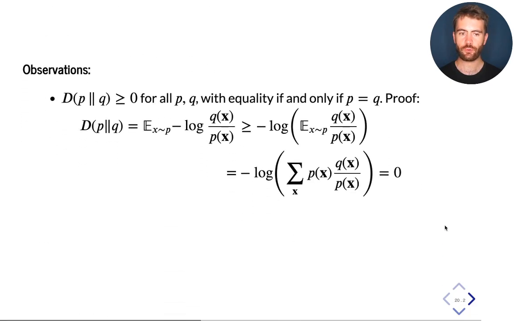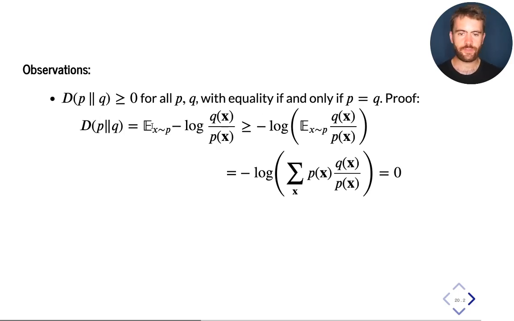We can look at a few properties of the Kullback-Leibler divergence that will show us why it's actually a good way of comparing probability distributions. So one good property of this divergence is the following. It is always greater than 0, and it is equal to 0 if and only if the two distributions are equal.